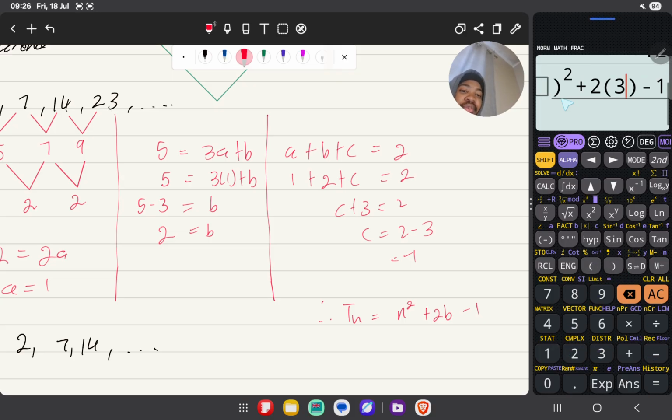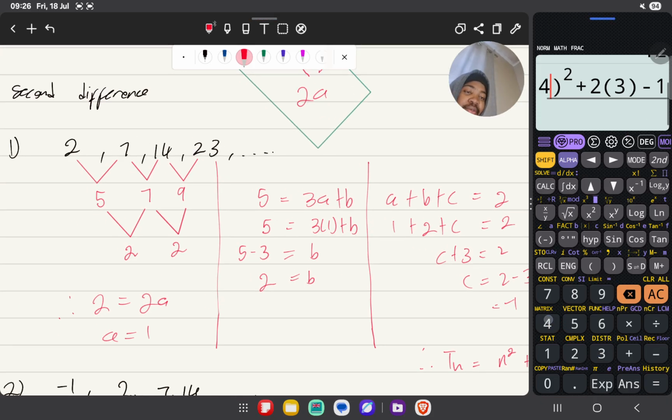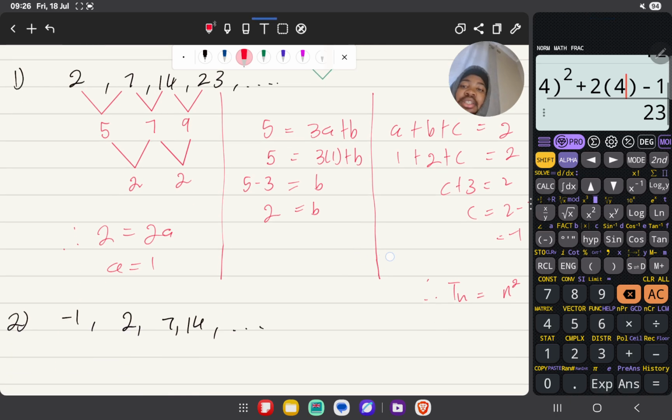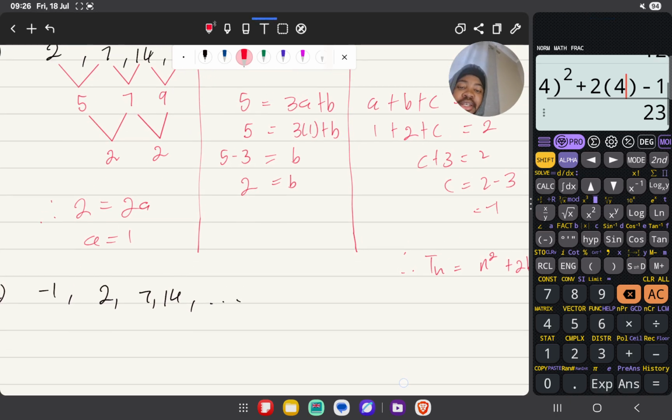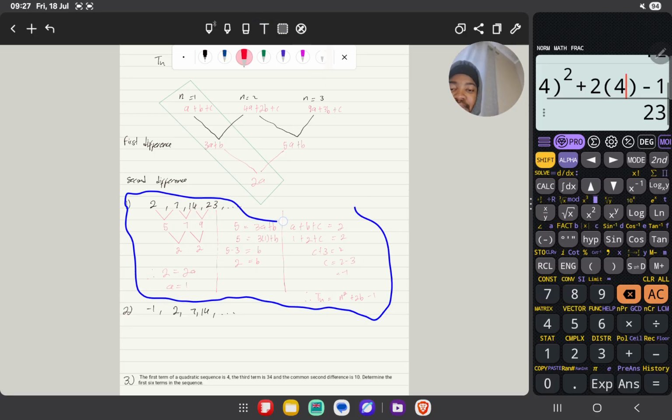We can give it a test. If we substitute the value 3, we should get 14, and yes, we did. All right, let's see for 4. We must get 23 for 4, and yes, we are getting 23. So you see, that's just how easy it is. And let's give it a test with this example.